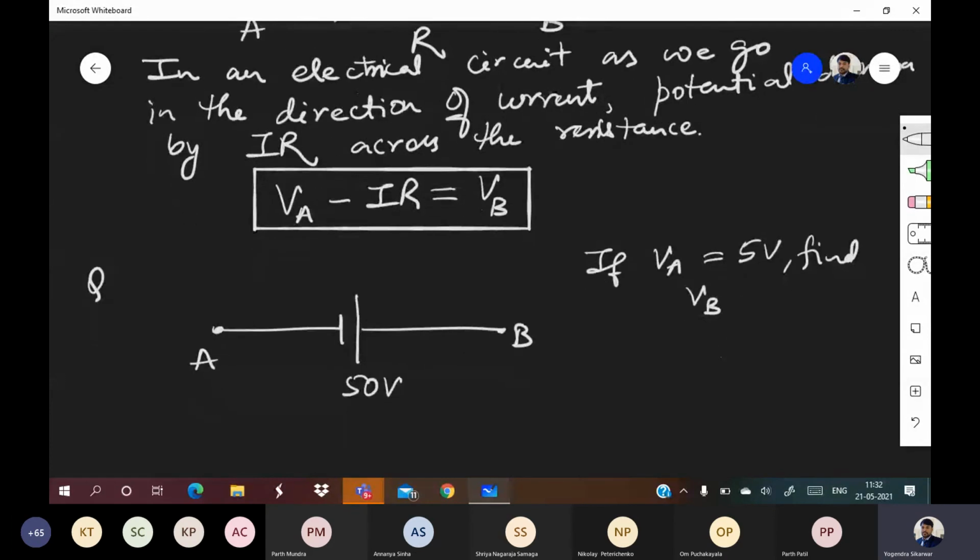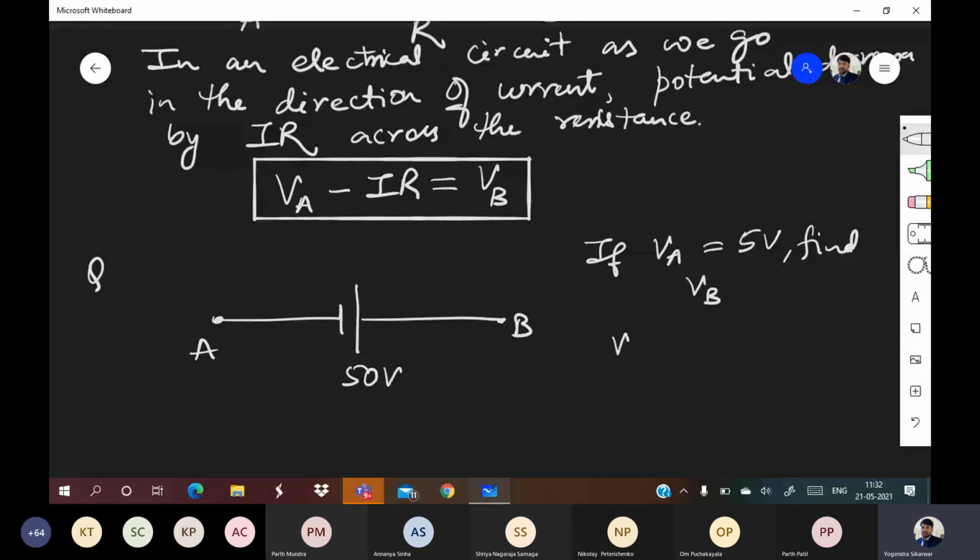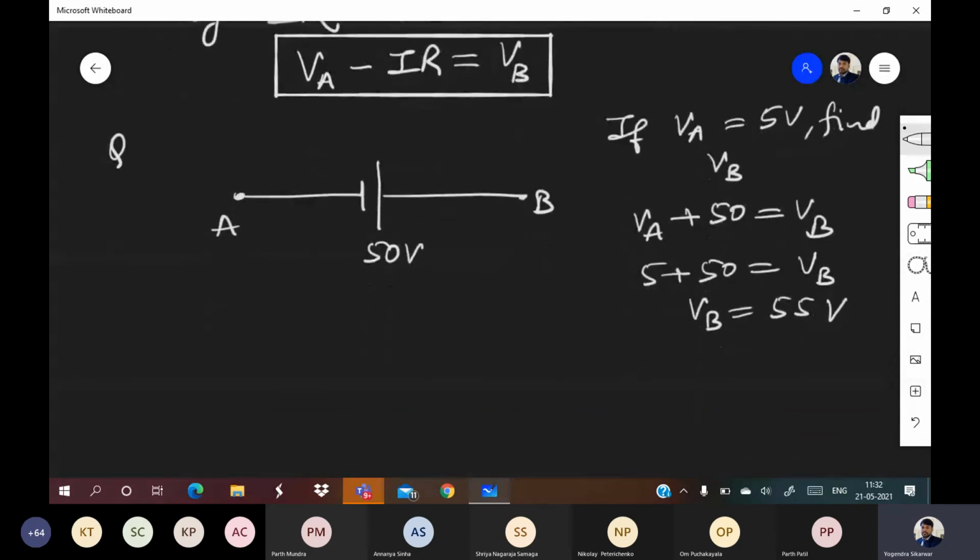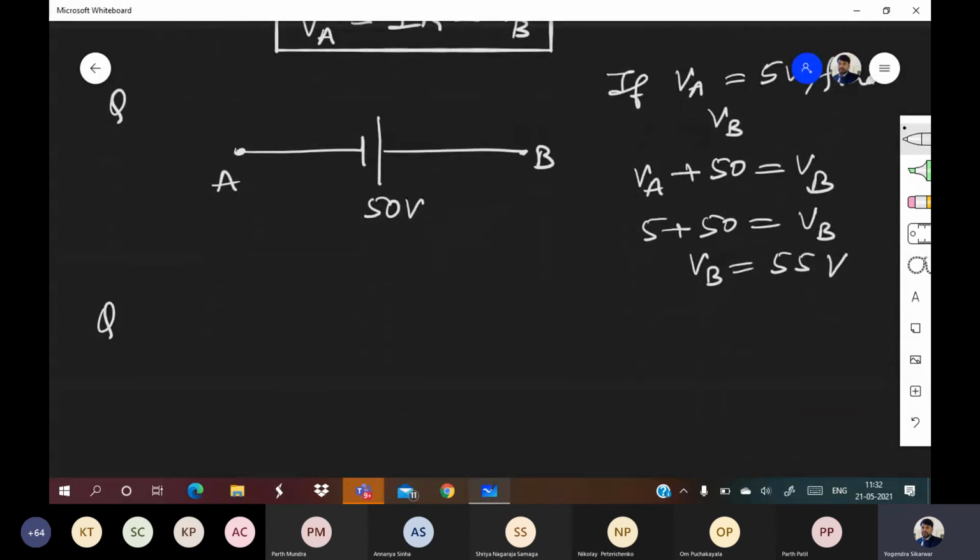All right, everyone, please pay attention. So what we need to do is VA plus 50 is equal to VB. Why? Because for a battery, when we go from negative terminal to positive terminal, potential increases by the terminal voltage of the battery. So VA is 5, it is given, plus 50, and that will be equal to VB. VB comes out to be 55 volt.